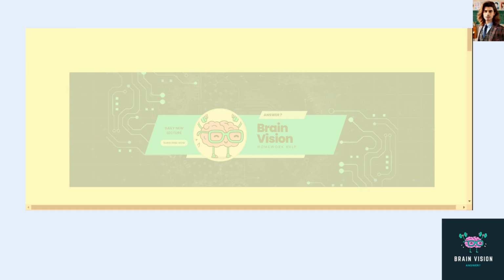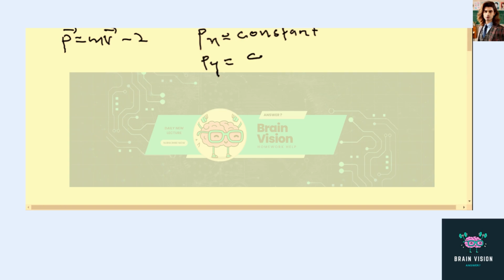Well, momentum of a particle is given by mass times velocity. Let's call this equation number 2. Well, we also know that for an isolated system, each component of the momentum of the system is separately conserved. Therefore, Px, which is momentum along x-axis, is equal to a constant for an isolated system, and similarly, momentum along y-axis is also constant. Well, this is true for an isolated system. Now let's do calculations.